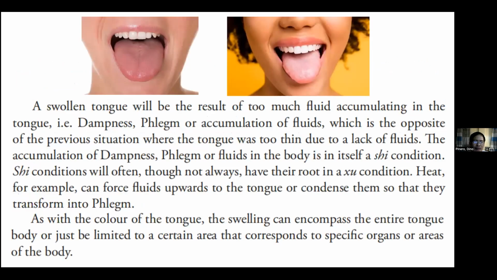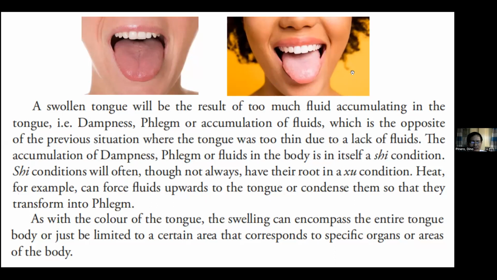So here, we have a picture. In the first picture, the left side is more swollen than the right, and there is a reddish coloration. In the next picture, the entire tongue is swollen and pale. A swollen tongue will be the result of too much fluid accumulating in the tongue. So this is one of the reasons why the tongue swells, because of too much fluid.